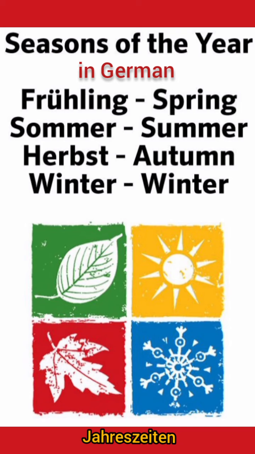Seasons of the year in German. Frühling, spring. Sommer, summer. Herbst, autumn. Winter.